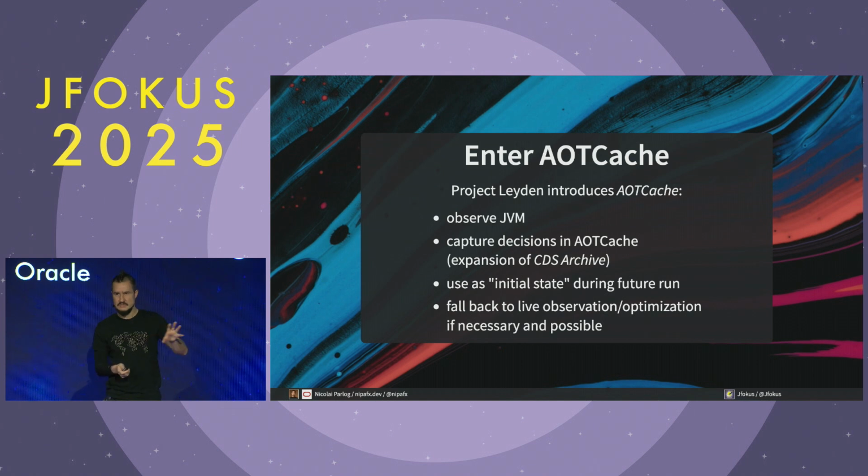And if you have used CDS archives explicitly, you might know that name, and it's a continuation, an expansion of that. If you're on Java 17 or newer, you definitely have the CDS archive, at least implicitly, because it's already helping you boot faster. And then the idea is that we use that as the initial state for the future run. But, and this is crucial and really cool, the JVM will still see whether this cache is valid. And if it doesn't, it will invalidate things.